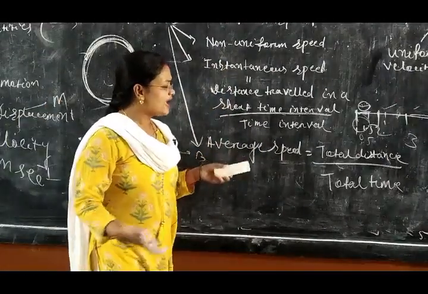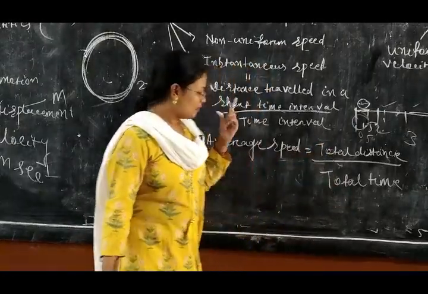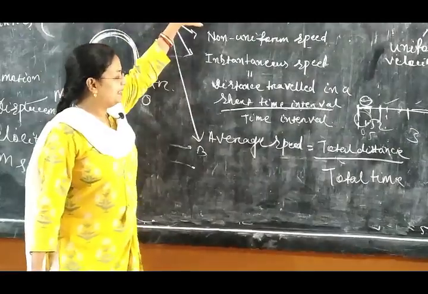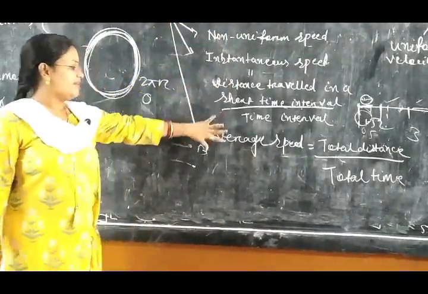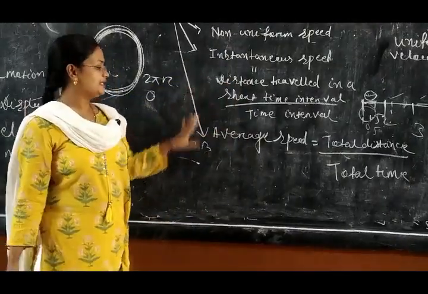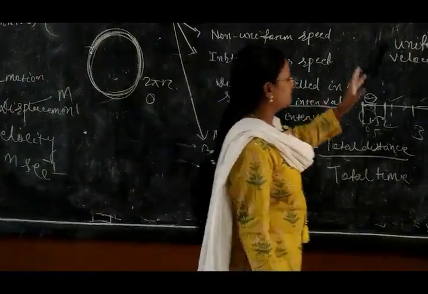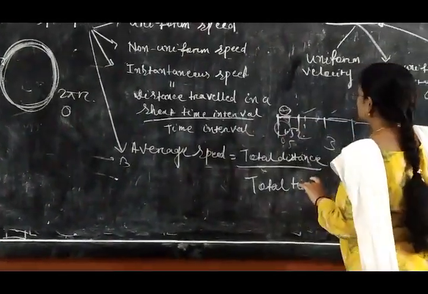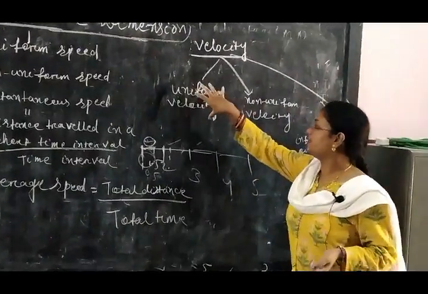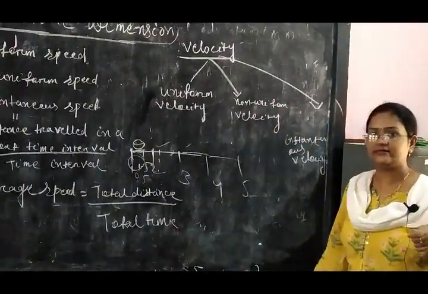And average speed is your total distance by total time. And for a 1 mark question, remember one thing: for uniform speed the instantaneous speed and the average speed are the same, but for non-uniform speed the instantaneous speed and the average speed are different. Similarly velocity, only velocity, the direction will be added. So velocity also has the same thing: uniform velocity, non-uniform velocity and instantaneous velocity.